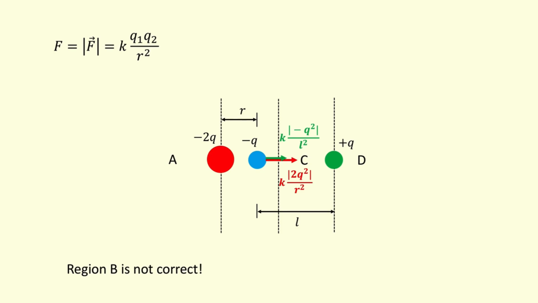Also, no matter where we place this blue charge between the red and green charges, in all locations between these two, we get non-zero force acting on the third charge. That means region C is not correct either.